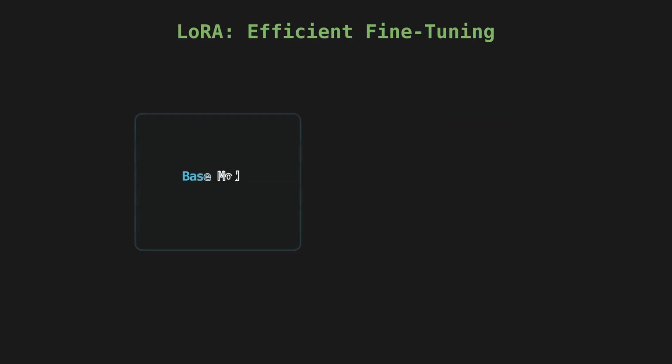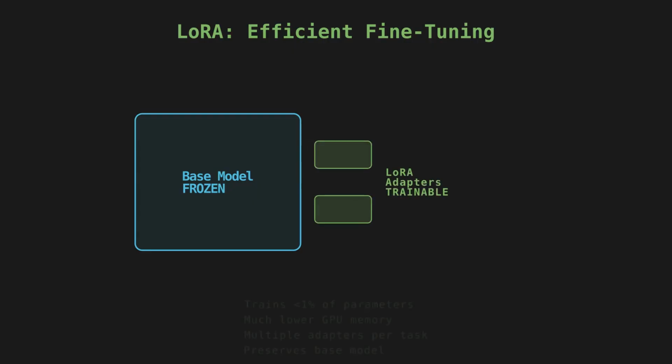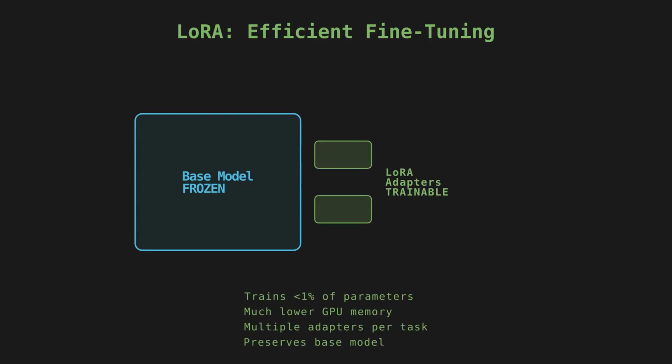LoRA solves the cost problem of full fine-tuning. Instead of updating every one of those 124 million dials, LoRA freezes the base model completely and adds a tiny set of new trainable parameters called adapter matrices. You typically train less than 1% of the total parameters, sometimes as few as 350,000 out of over 70 million. This means you use far less GPU memory. Training finishes faster, and the base model stays intact. You can even create multiple adapters for different tasks and swap them in and out like changing a drill bit. The adapter itself is just a few megabytes, portable, shareable, and reversible.